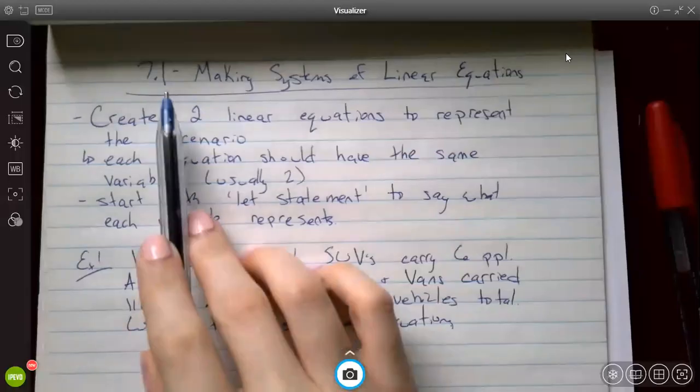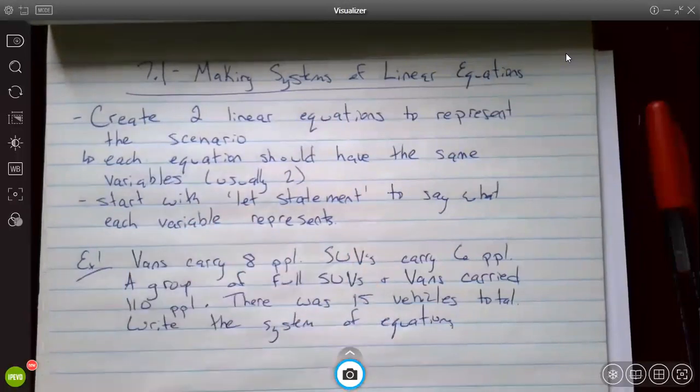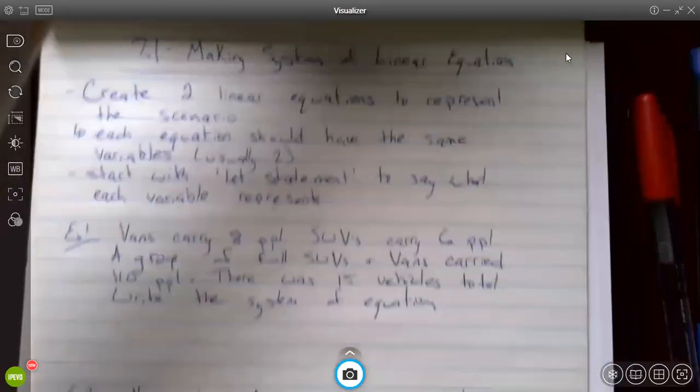Okay, so this is lesson 7.1, making systems of linear equations. For each of these, you're going to create two linear equations to represent a scenario that you've been given. Each equation should have the same variables. There will usually be two variables per equation, though the odd time you might see three. And you always want to start with what's called a let statement, which tells you what the variables represent. So we'll go through this first example here.